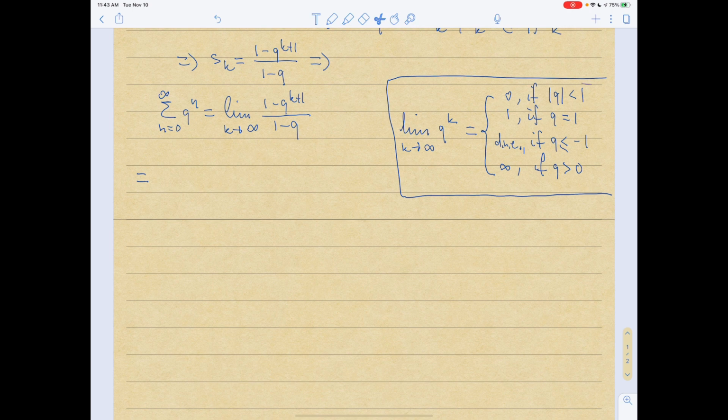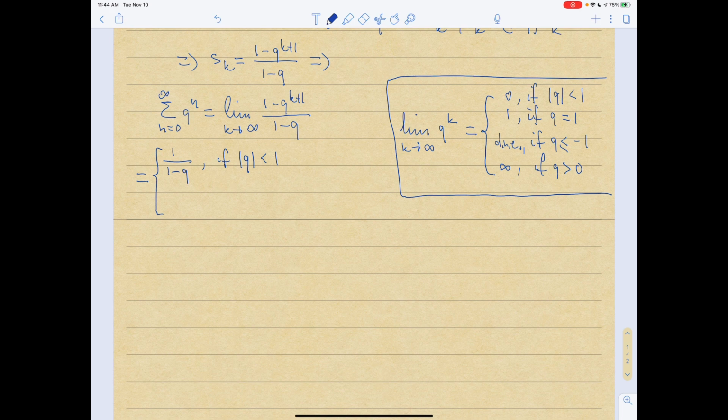So if the magnitude of q is less than 1, we expect that this converges to 0. And if this converges to 0, the only thing that remains is 1 over 1 minus q. And that is a constant independent of k. So the first choice, we get 1 over 1 minus q, and that is if q in magnitude is less than 1.